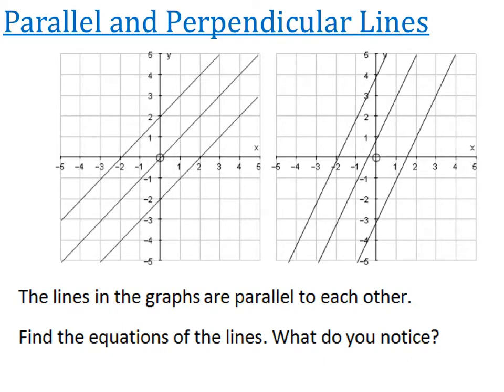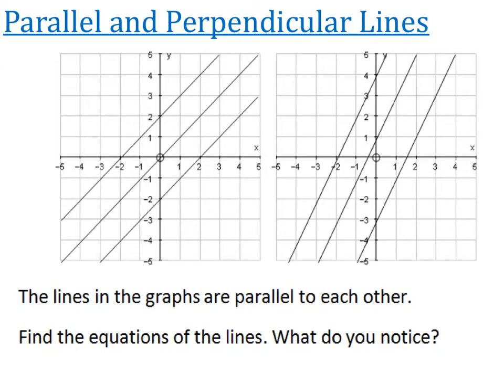As you can see on this page here, there are 6 lines altogether, 3 on one graph and 3 on the other. Hopefully you can see that these 3 lines on each graph are parallel to each other. It also says the lines in the graphs are parallel to each other. We need to find the equations of the lines, and then we need to look at what we notice. I'm going to start with the lines on the left.